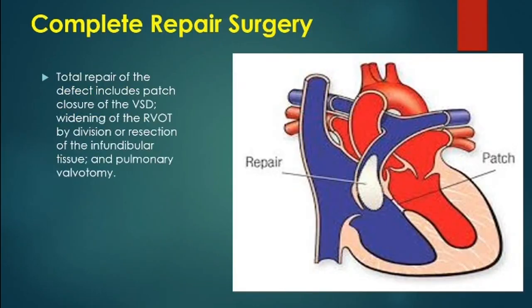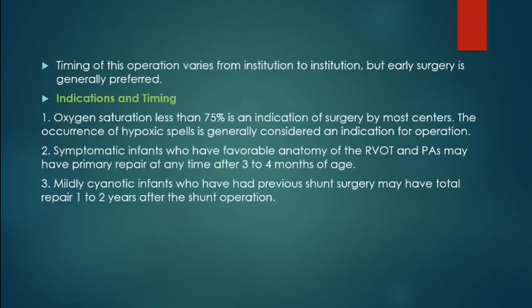Definitive surgical repair in Tetralogy of Fallot includes VSD closure with a patch, RVOT resection, and pulmonary valvotomy. The timing of the surgery varies from institution to institution, but generally it's preferred to be done early. Indications: whenever oxygen saturation drops below 75 is an indication for intervention, and in most centers, frequent hypoxic spells are an indication for urgent intervention.